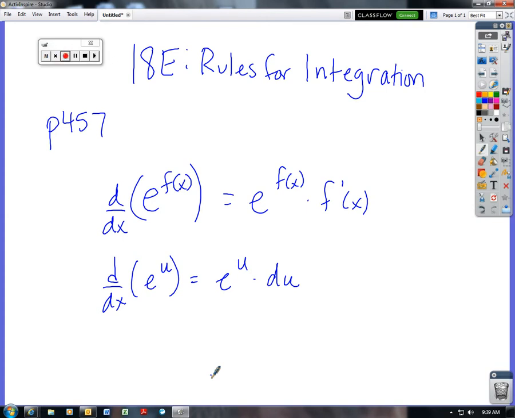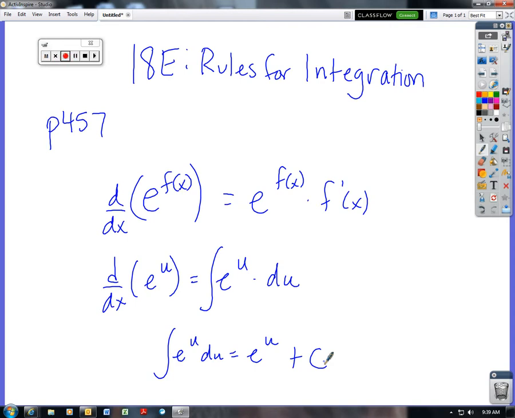And then our goal for integration is to find the antiderivative. So that would be like, for instance, if I said the integral of e to the u du would be e to the u. So you're going backwards. The integral of e to the u du would be e to the u plus c, actually.